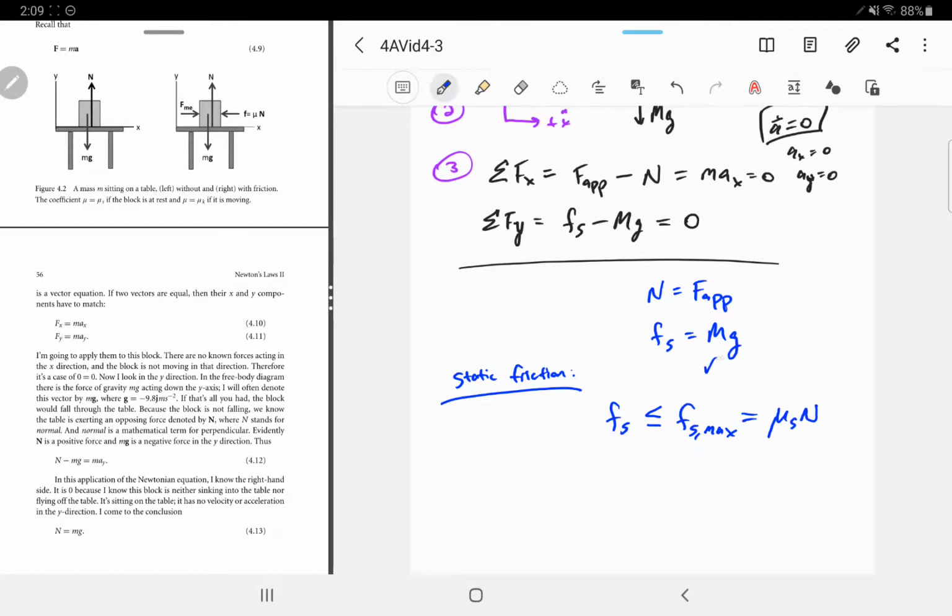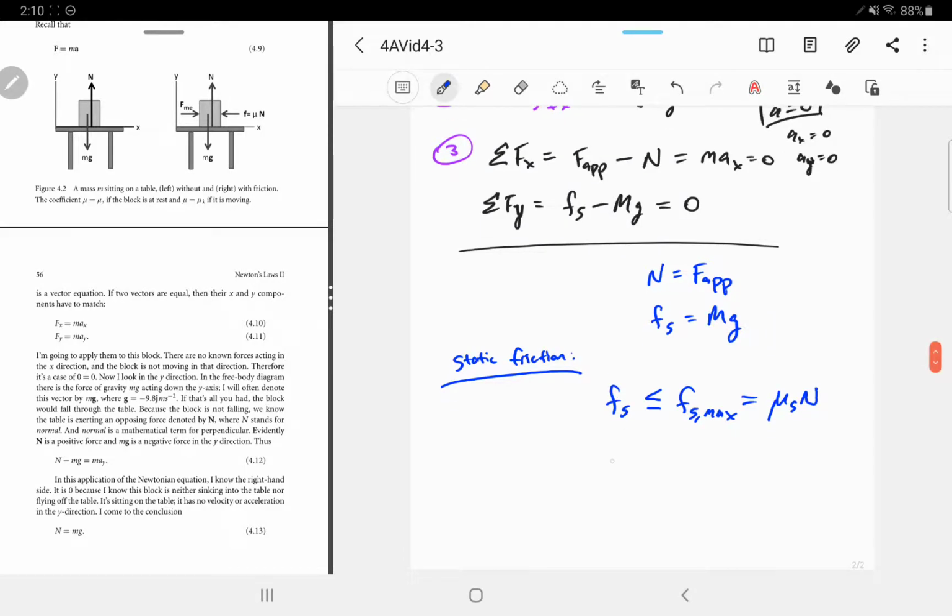Now, we were given the mass in the problem, and the question is asking about F applied, but we weren't given, and we don't need to know anything about the normal force, so we're going to get rid of the normal force here. And the static frictional force, we're going to go ahead and plug that in. We weren't asked about the static frictional force. We're going to have to relate F applied to the mass. So in other words, in these two equations right here, we prefer the variables on the right-hand side versus the ones on the left-hand side.